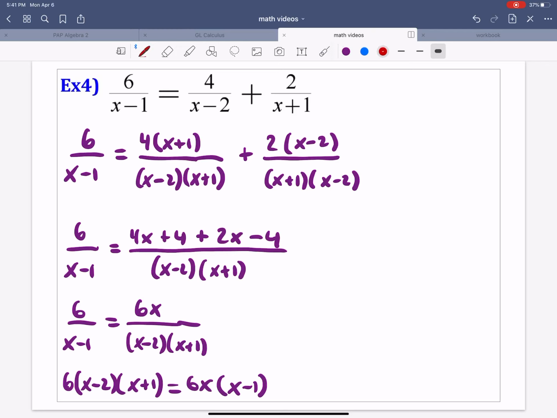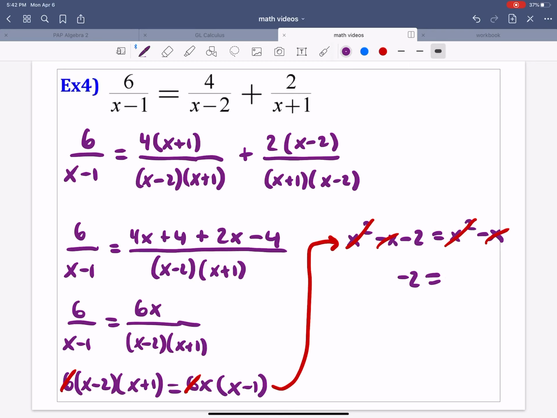Now let's do some work on cleaning this up. Actually, the 6's cancel, which will make the multiplying a little bit easier for us. That ends up giving me x squared minus x minus 2 equals x squared minus x. Well, wait a minute here. We've got a couple more things that cancel. X squared and x squared cancel. Minus x and minus x cancel.